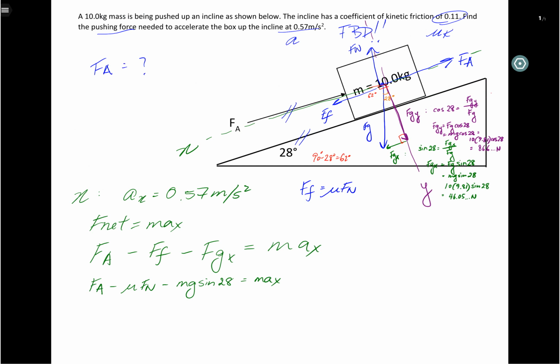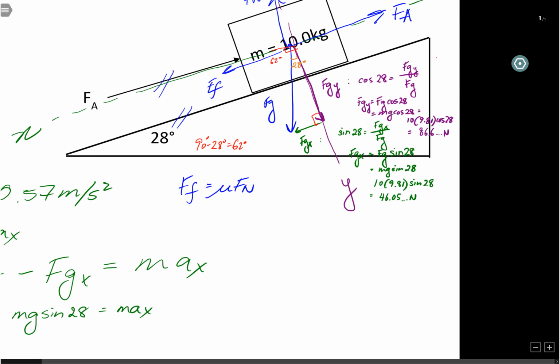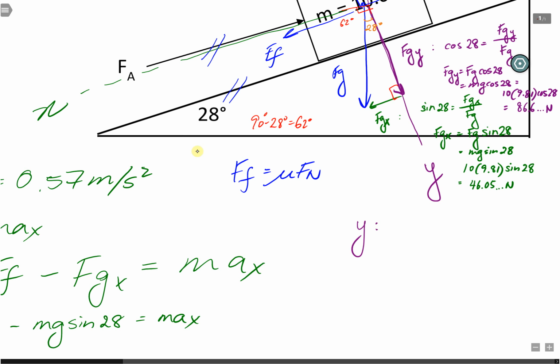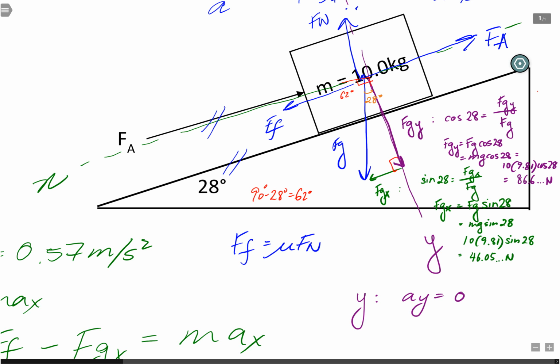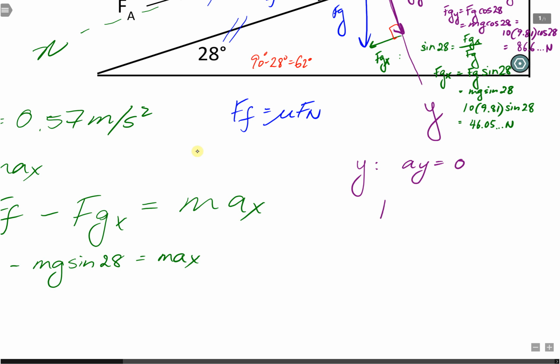If we take a look at our diagram, our Fn is in our y direction, which means we need to refer to the y direction, and in the y direction there is no acceleration. If there is no acceleration, your upward forces must balance with your downward forces, which means the only upward and downward forces we have are Fn and Fgy. Those two must be equal for the box to not accelerate in the y-axis direction. So Fn is equal to Fgy.